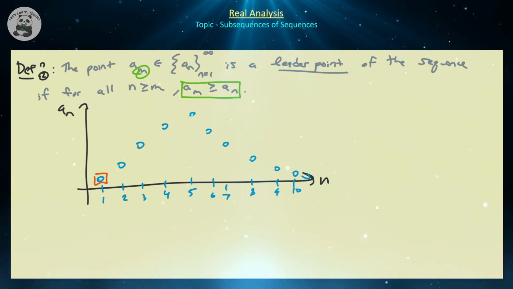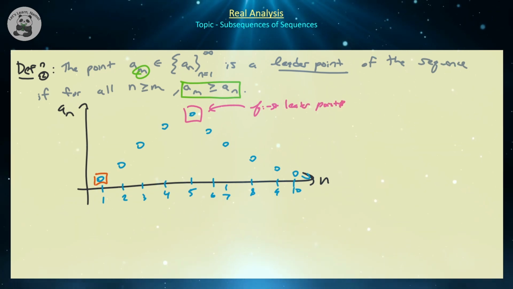Well, if it is, then for all indices that follow after 1, that value must be greater than or equal to that value. But it appears that A2, A3, A4, and A5 are bigger than it, so A1 cannot be a leader point. Using this idea, you should be able to see that A5 is a leader point, provided that this stays decreasing after 10, right? So this right here would be the first leader point, provided that it stays decreasing.